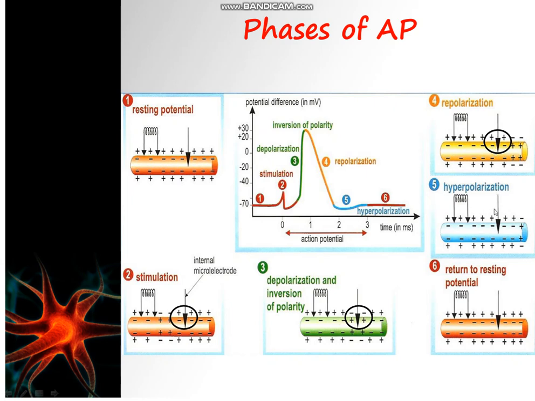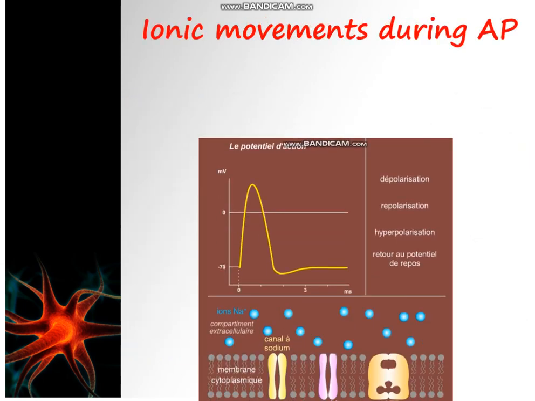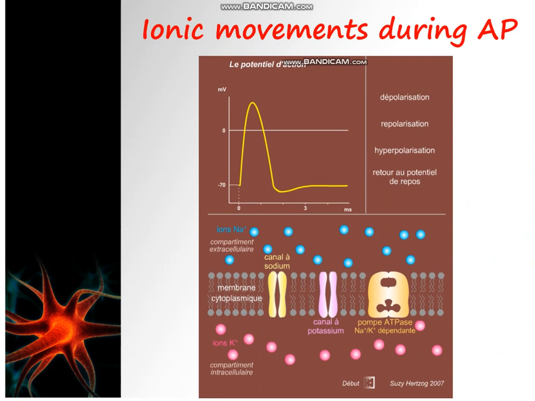In the fifth step, the same region undergoes the third phase of AP called hyperpolarization, during which the membrane potential decreases from -70 to -80 millivolt, and after this phase, the resting state is restored. Now, the phases of action potentials are induced by ionic movements between extra and intracellular media, and let's see this video.